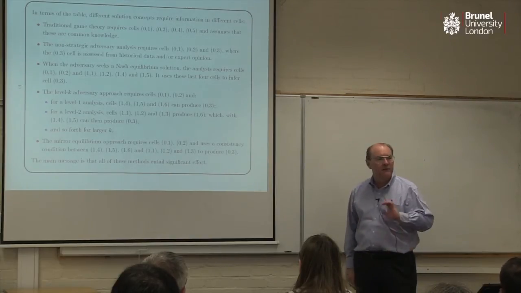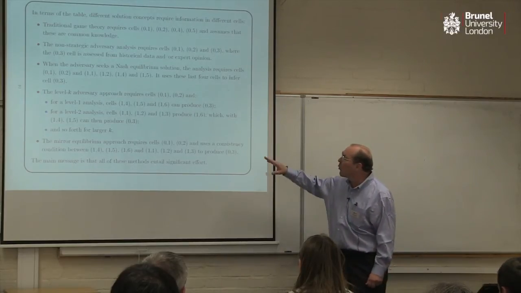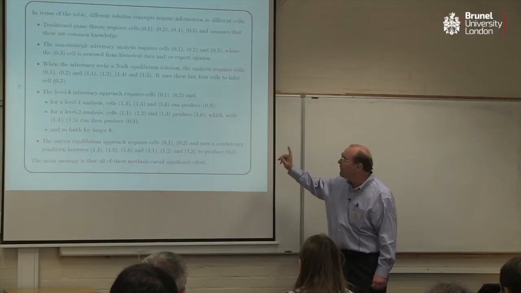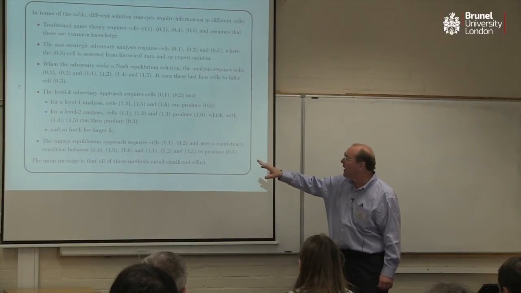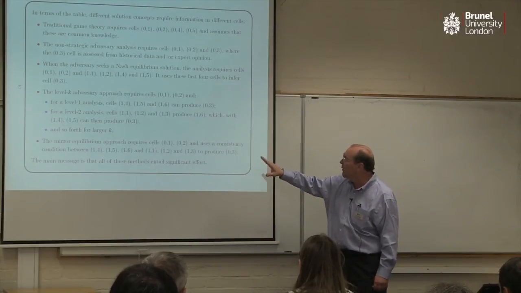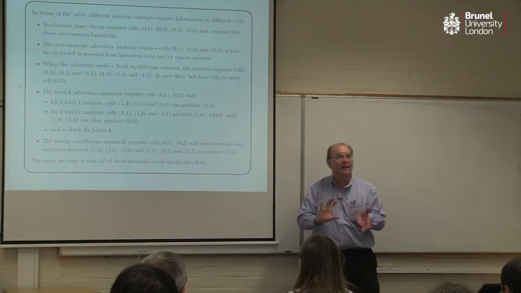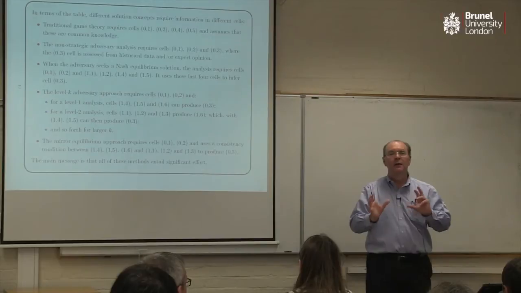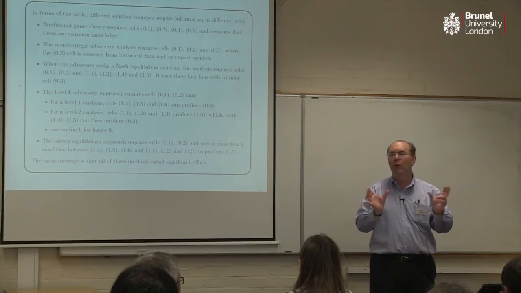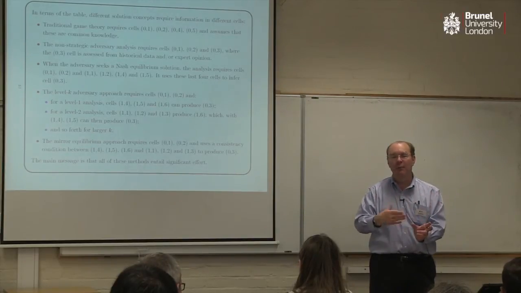And the final solution concept that we want to consider is the mirror equilibrium one. And that's going to require cells 01, 02, and then a consistency condition that relates 14, 15, and 16, and 11, 12, and 13 to produce 03. And that consistency condition basically says that you and your opponent are both thinking about the problem in the same way. You're mirroring each other's analysis, but with uncertainty.